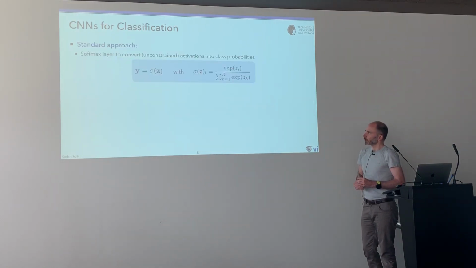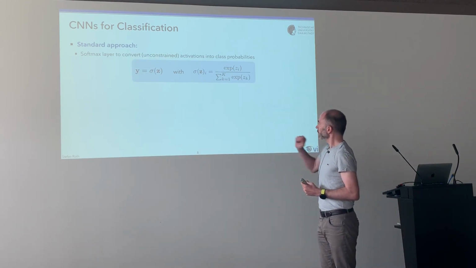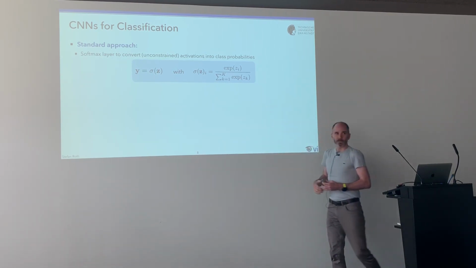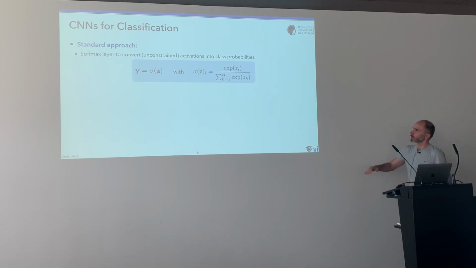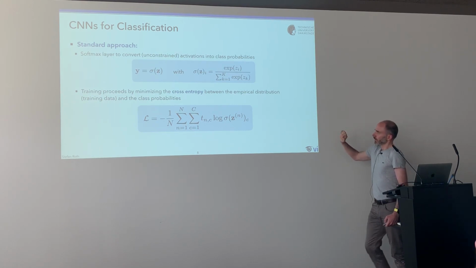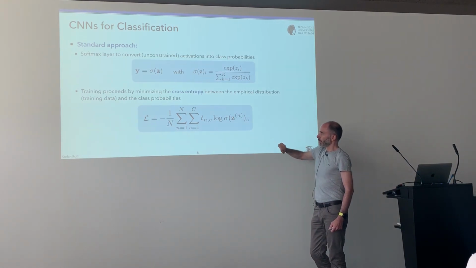So let's look at how we train those. As most of you surely know, the standard way to train a classifier is to take the activations from the last layer that are unconstrained and convert them into class probabilities. And the way we do this is using the softmax. So we just exponentiate them and normalize by their sum, and that's it. Okay. And then when we train, what we basically maximize is the log likelihood of these activations. So we compute the cross entropy between the empirical distribution and the class probabilities.